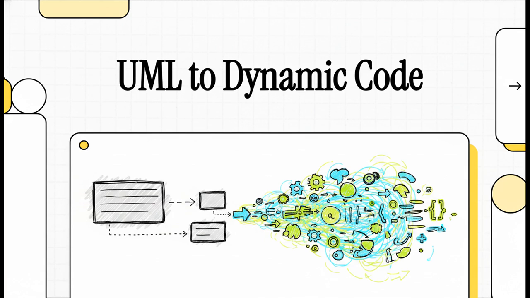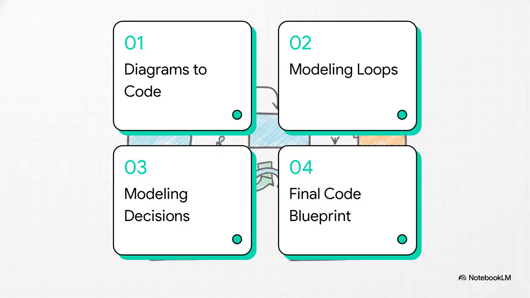It's kind of like reading the Matrix, and by the end of this, you're going to be able to do exactly that. So here's our roadmap for today. First up, bridging diagrams in code. Then we'll tackle iteration, basically modeling loops, followed by branching, which is how we model decisions. And finally, we'll bring it all together into the final code blueprint.